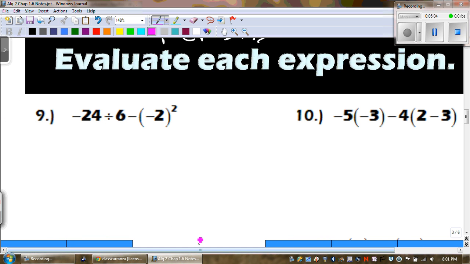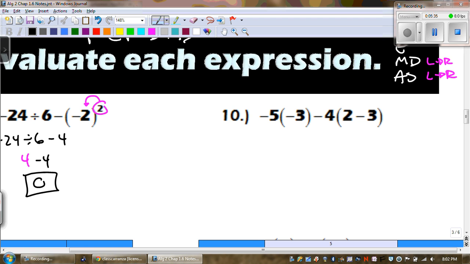Let's go ahead and work on these. -2 times -2. Well, that's first. -2 times -2 gives us +4. -24 divided by 6, because that comes next. -24 divided by 6 is -4. And then 4 minus 4 gives us a grand total of 0.